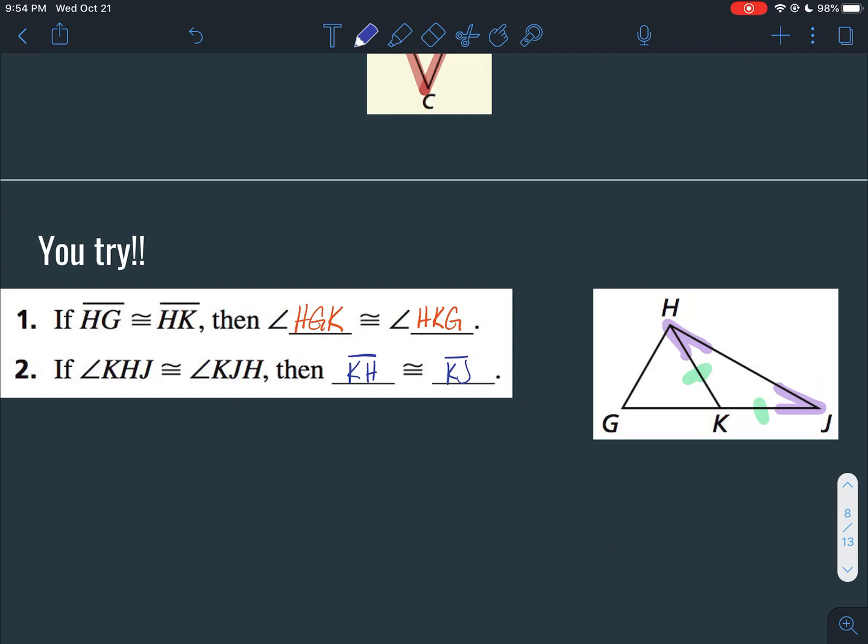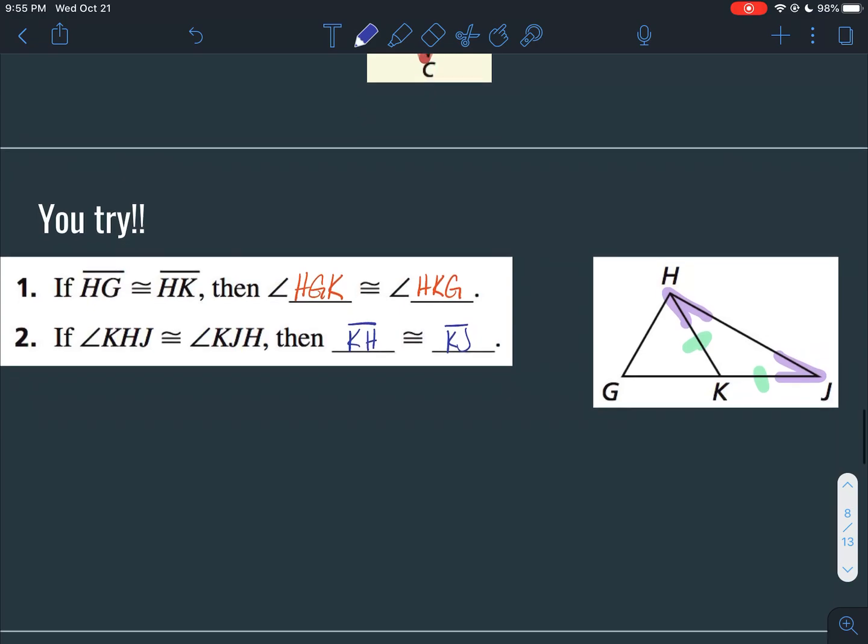Okay. So number 1 is the base angles theorem. If the legs are congruent, then the base angles are congruent. Number 2 is the converse. If the base angles are congruent, then the legs are congruent.